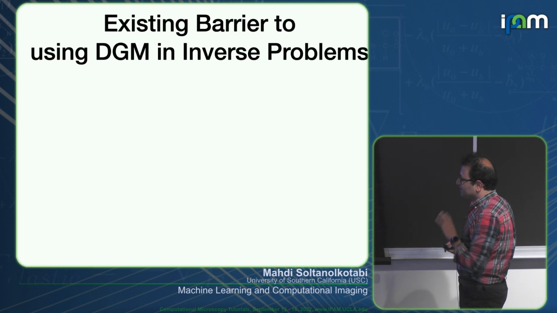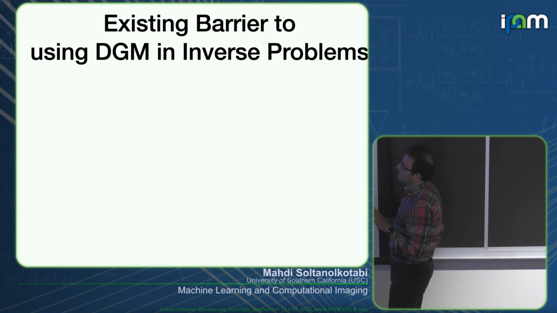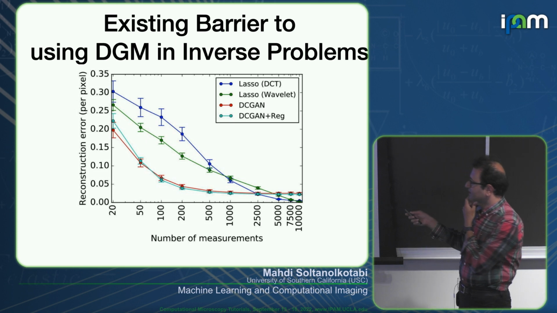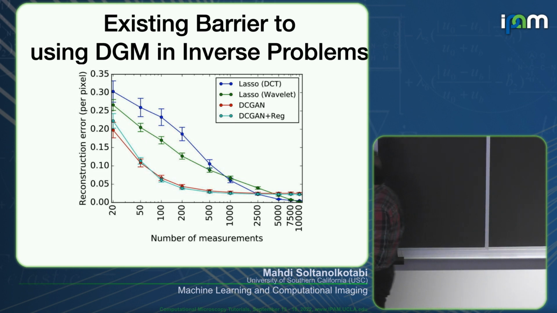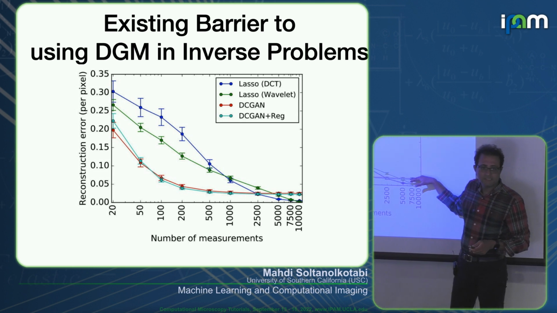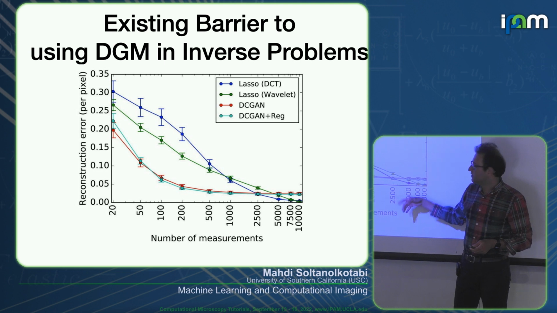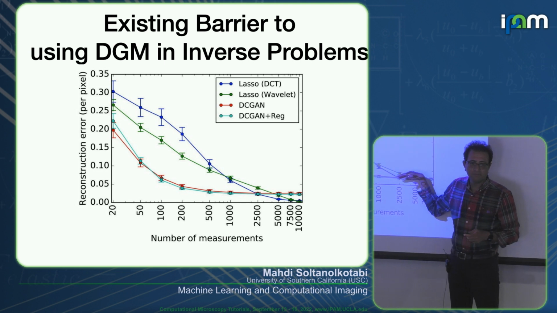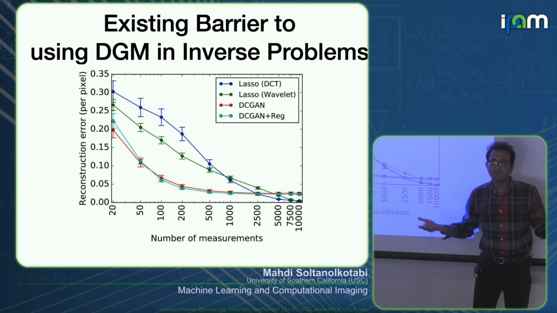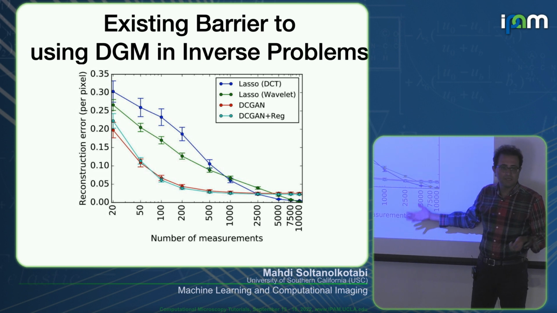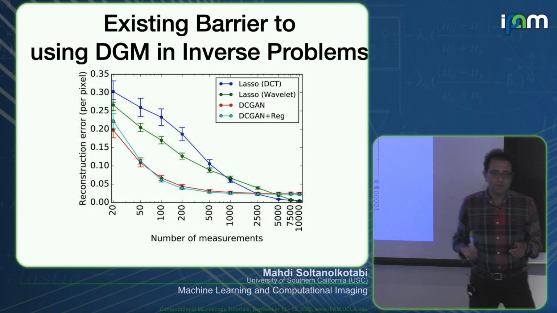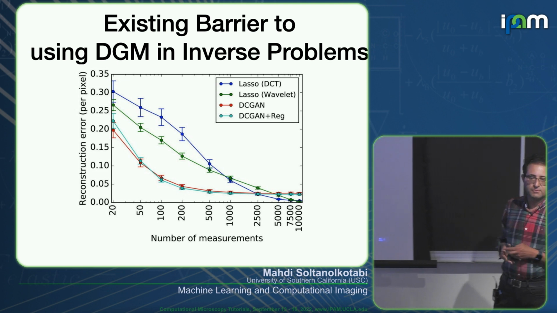Okay, but again, I want to highlight the existing barrier to using these kinds of deep generative models in inverse problems: this error floor, right? Even compared to traditional sparsity-based methods, their reconstruction quality stagnates when you have very large numbers of measurements. So they always seem to hit this error floor. Maybe at some point, people come up with even richer generative models where this error floor is so small that you can ignore it. But for now, we seem to hit this error floor. So that is one issue with these deep generative models.